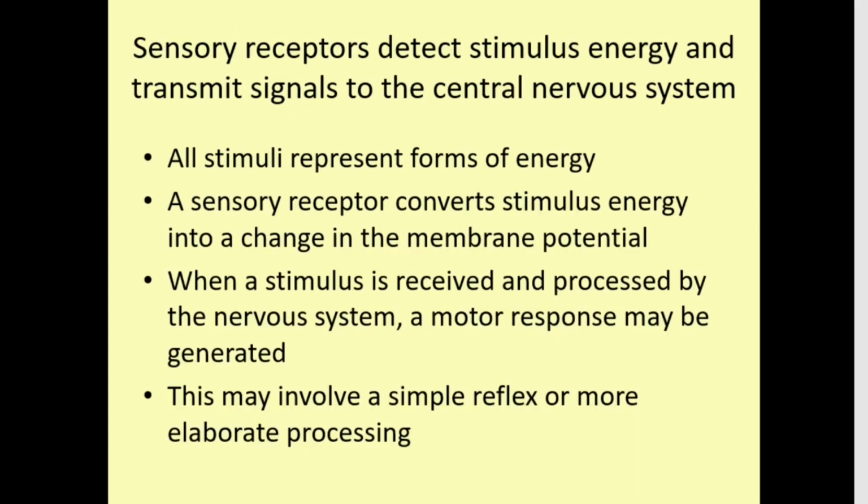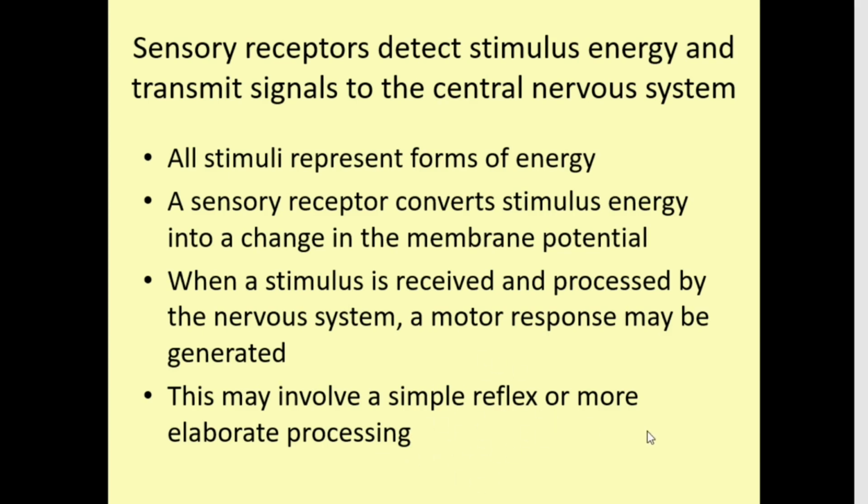So sensory receptors detect stimulus energy and transmit signals to the central nervous system. So basically all stimuli represent forms of energy. And a sensory receptor is able to convert that energy into a change in the membrane potential. So it's the energy within a particular stimulus that will ultimately trigger an action potential. So when a stimulus is received and processed by the nervous system, a motor response may then be generated. And when we get to that point, it may be a simple reflex reaction, or it may be a much more elaborate thing that's going on.